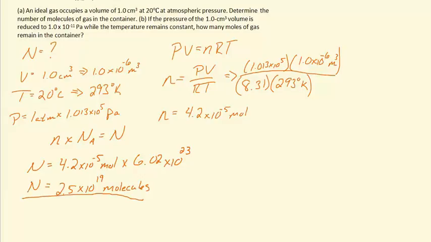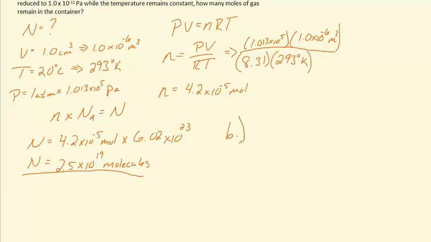And part B, what if the pressure of the 1 centimeter cubed volume is reduced to 1 times 10 to the negative 11th Pascal, while the temperature remains constant, how many moles of gas remain in the container? So if we look at part B, we take our pressure times our volume is equal to nRT for our first case, and we compare it to our pressure times volume equal to nRT for our second pressure.